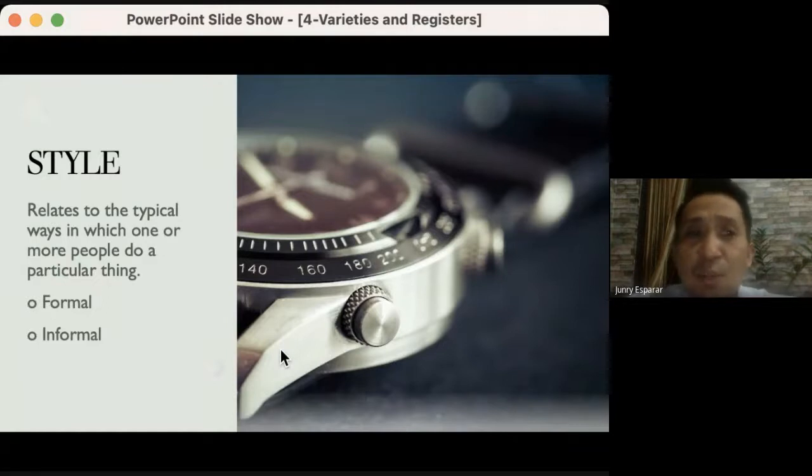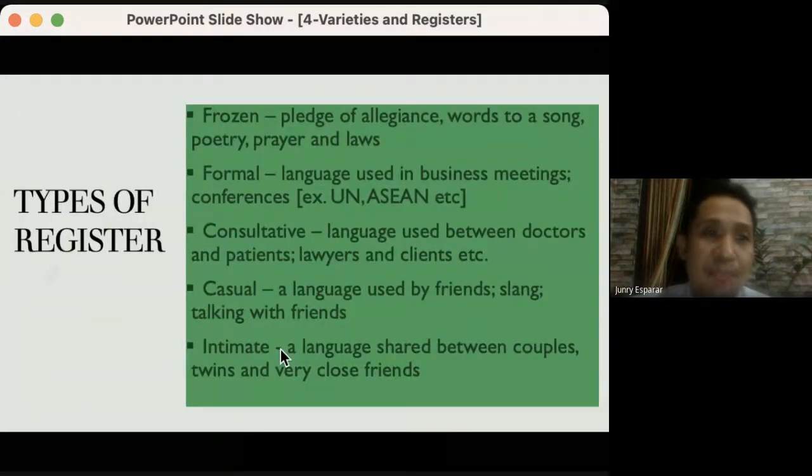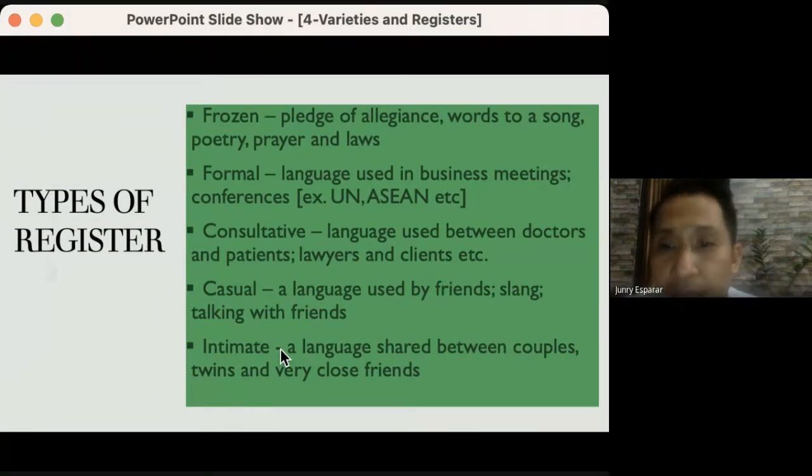Now let's move on to style. It says here, it relates to the typical ways in which one or more people do a particular thing. Our style can be formal or informal. So let's talk about the types of register.